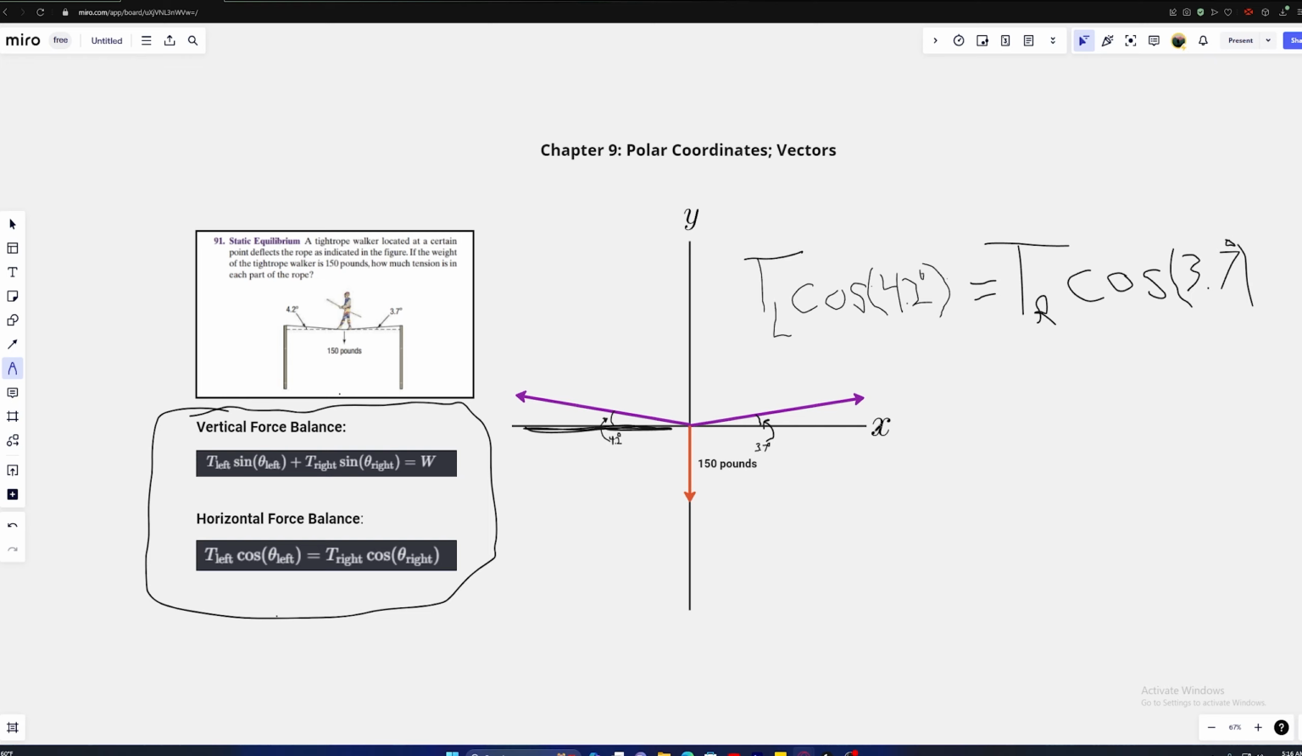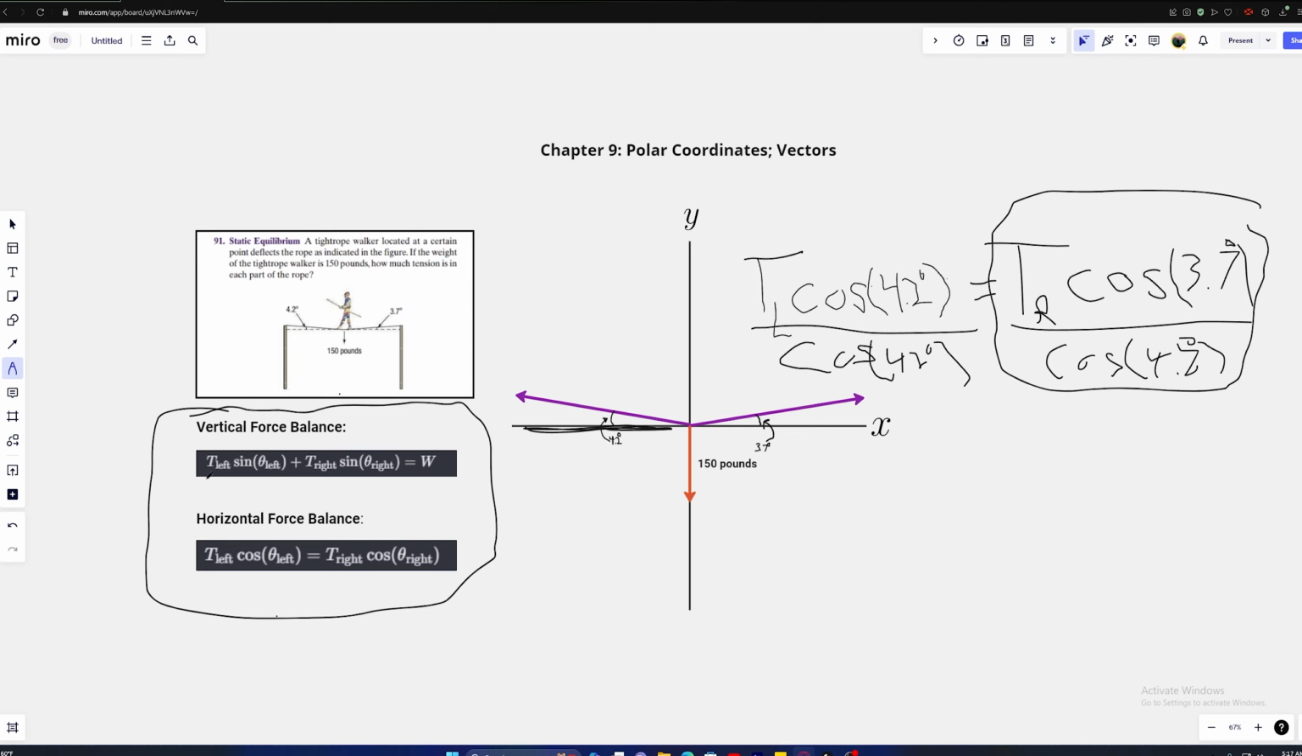But I want to figure out the tension on the right. So I'm going to divide by cosine 4.2 degrees on this side here. My bad. There we solved. Now we can substitute this in for tension on the left for the vertical force balance equation. So I'm going to figure out where to draw that. Right down here. I'm going to fix this as well. This should be more like this. So TR times cosine 3.7 degrees over cosine 4.2 degrees.